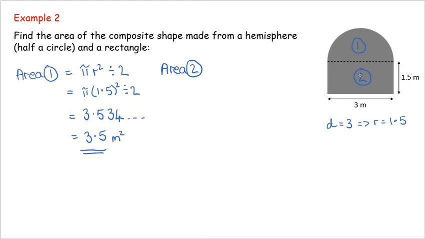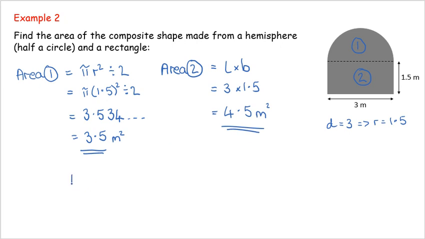Again, glancing over at my shape, area 2 is just a rectangle. Also, as we've looked at before, just length times breadth. Length of 3, breadth of 1.5. And when you do that, just in your calculator, you get 4.5. And again, square metres.